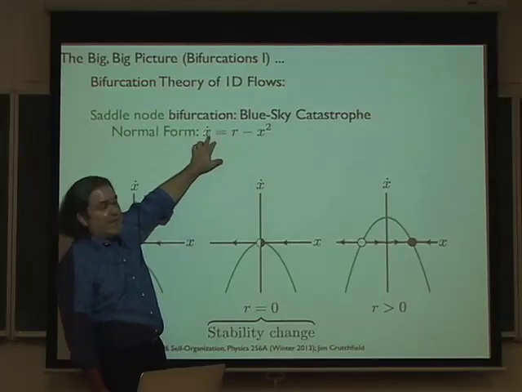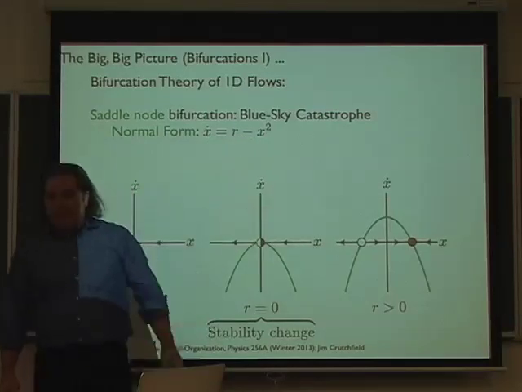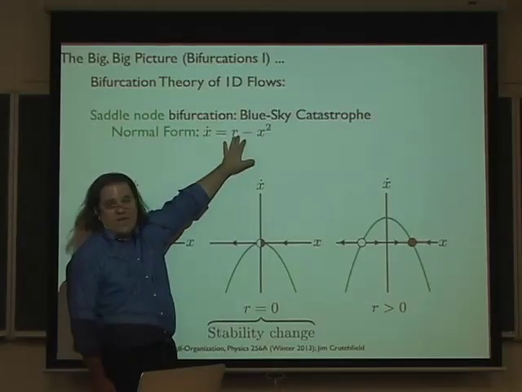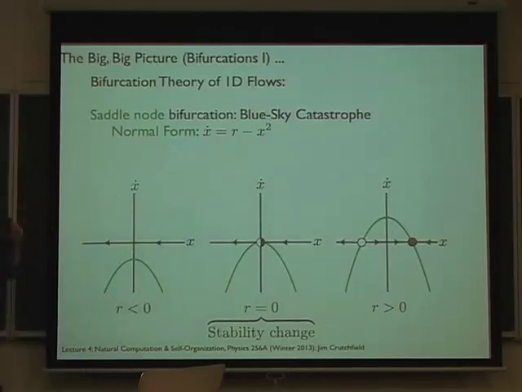And this is simple. It's just x dot is equal to r minus x squared. So just a constant minus x squared. And it's set up so that the bifurcation occurs when r goes to 0. So let's do the same kind of plot we've done in a couple lectures already.